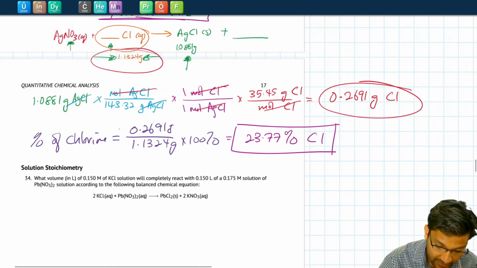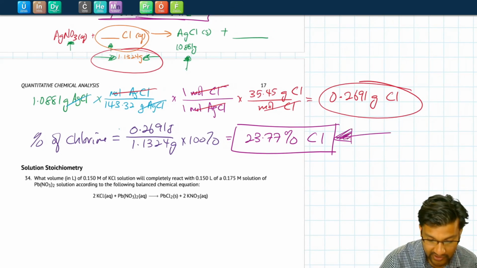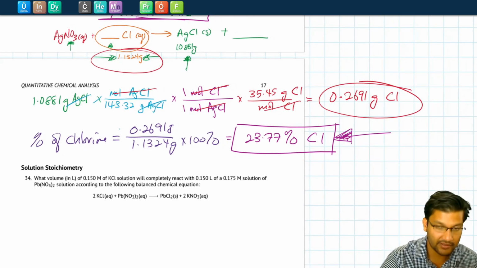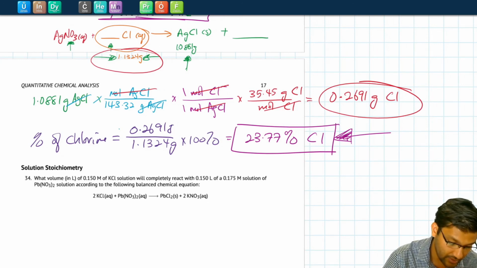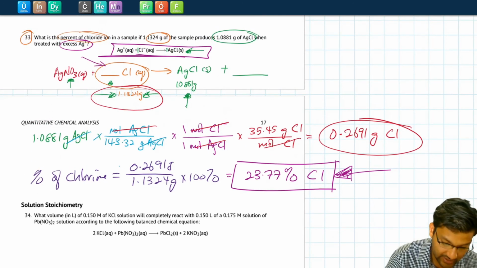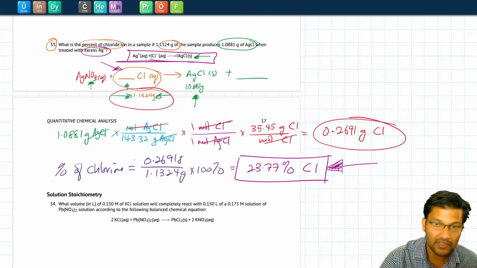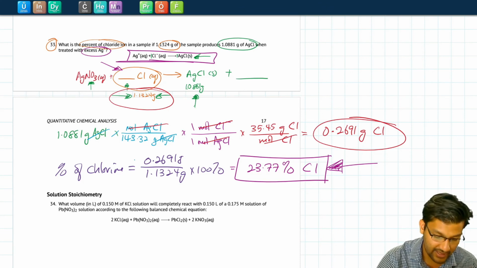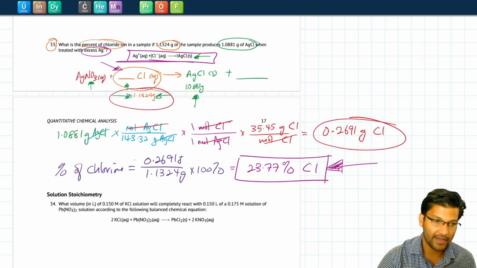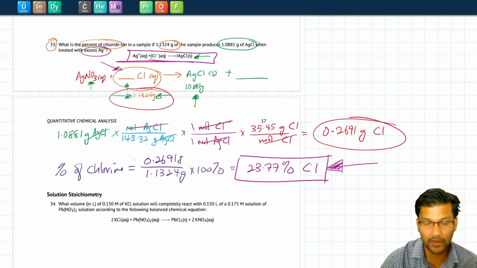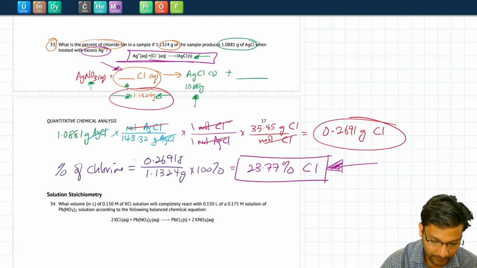Now, using this, other researchers can figure out, well, what was this compound that we started with? It has 23.77% chlorine. So that's just another way that we can use gravimetric analysis. It's not only to find percent yields and things like that. Sometimes we can use it to find what unknown compounds are in our solution.